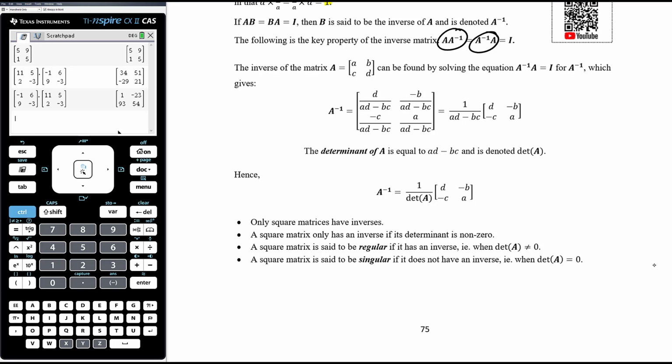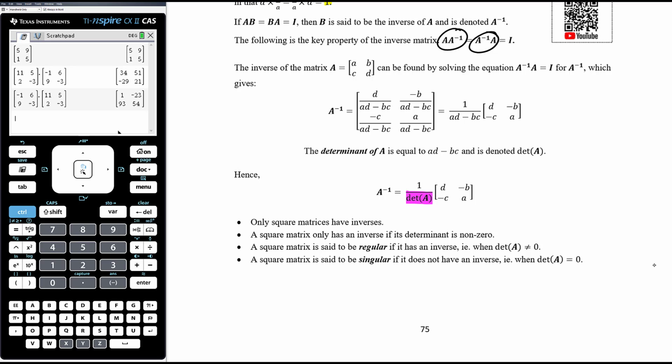A square matrix only has an inverse if its determinant is non-zero. Obviously, because the determinant is down here in the denominator of a fraction, all of these values are divided by that determinant. If the determinant equals 0, then the inverse doesn't exist. So a square matrix only has an inverse if its determinant does not equal 0.